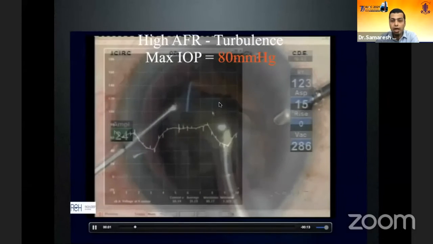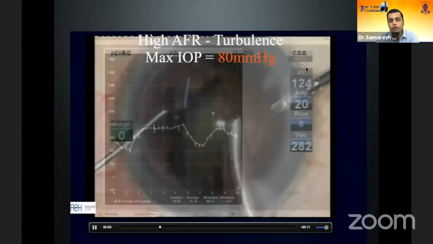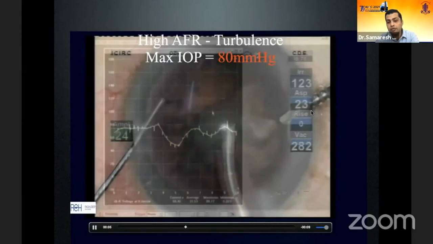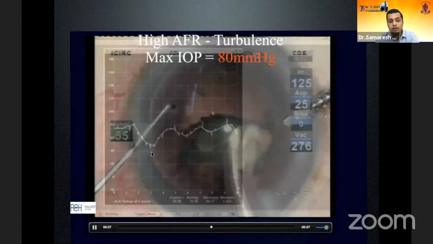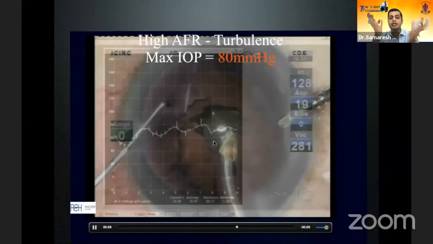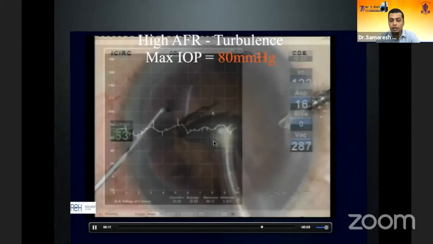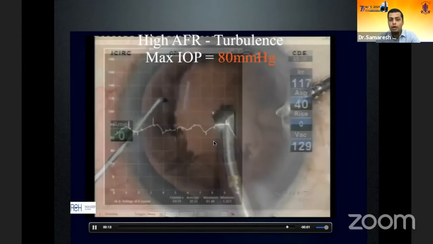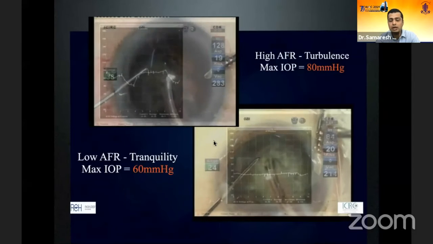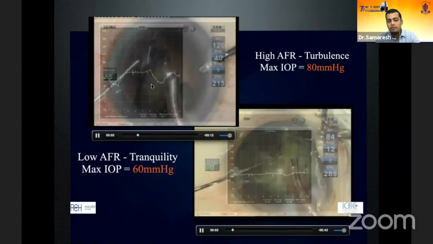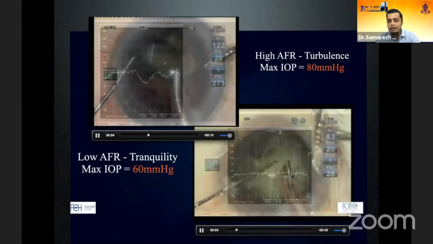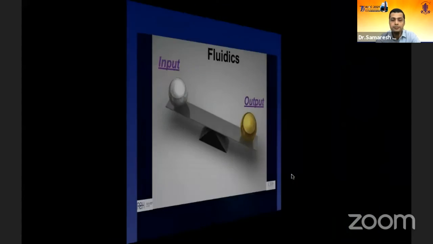There we put the IOP to 80, we put the bottle height to 120 and increase the flow rate to 40. And notice how this graph jumps up and down, up and down. Every time there is an inflation and deflation because of occlusion break, your whole thing goes up and down. And obviously these eyes are going to have problems later on. So this is just a comparison showing a turbulent graph with high parameters versus a stable static graph using low parameters.